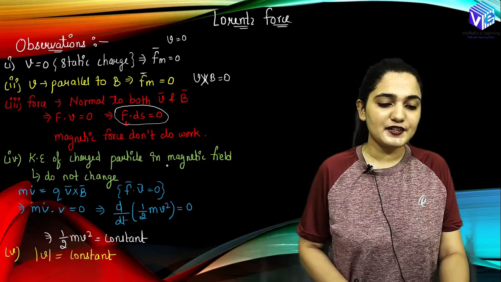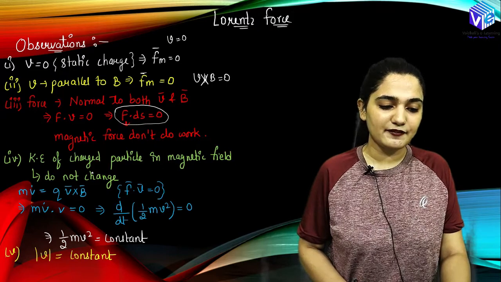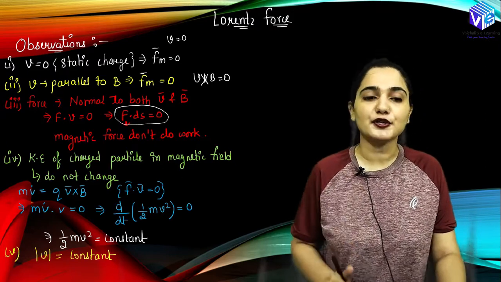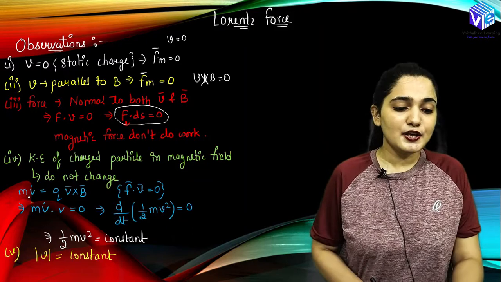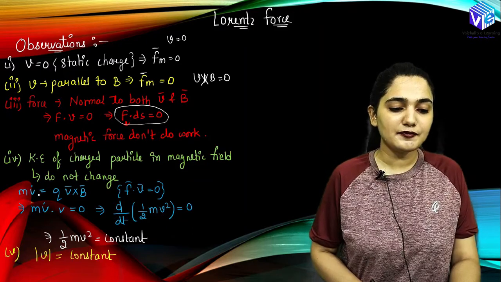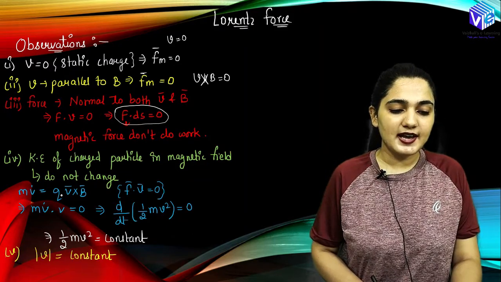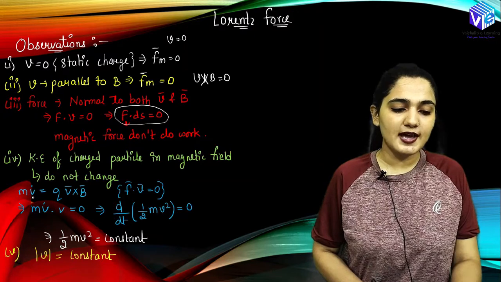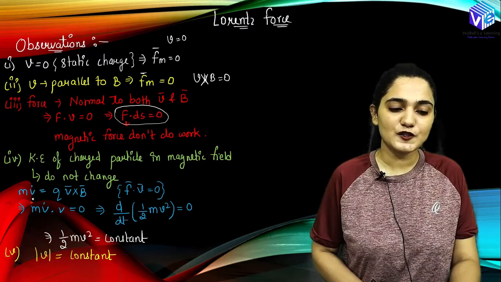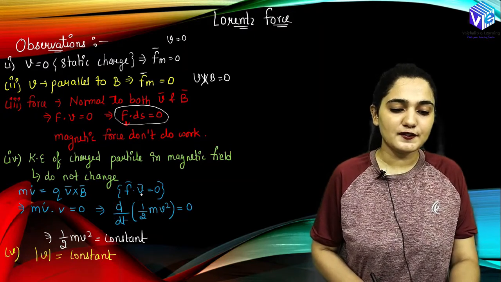Now the kinetic energy of the charged particle in the magnetic field. So the kinetic energy is not going to change. How can I represent it? So how can I represent m v dash? It can be represented as q v cross b, because m v dash is the mass into acceleration, which is force. Force is q v cross b, right?